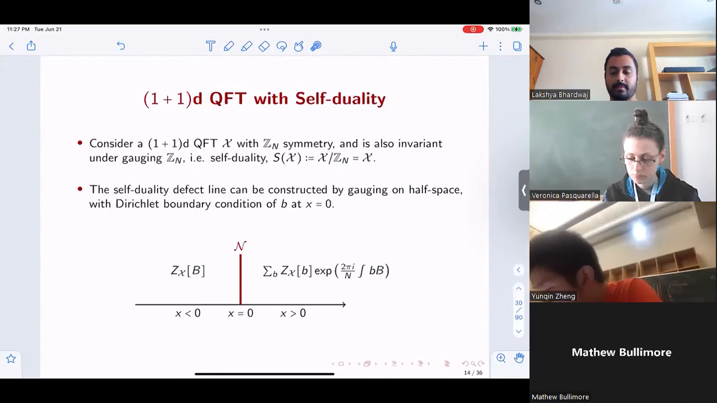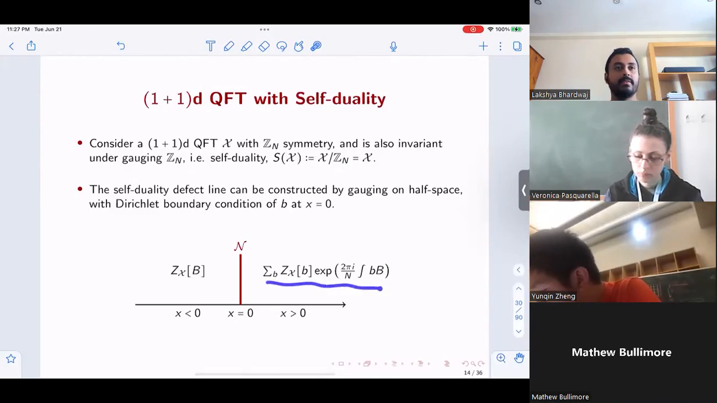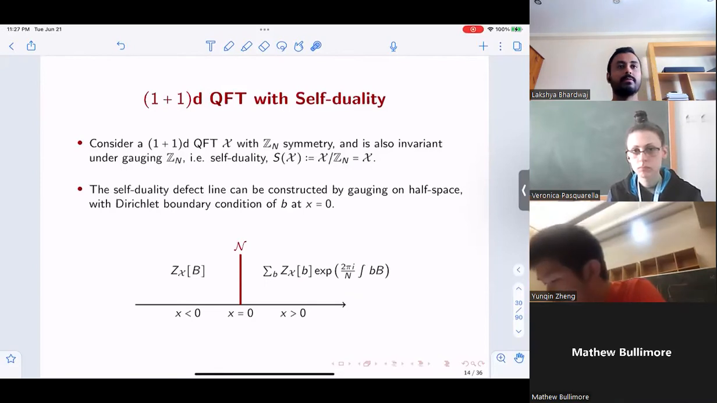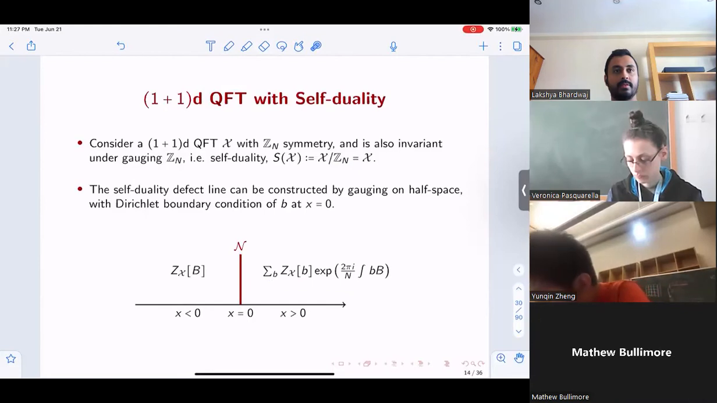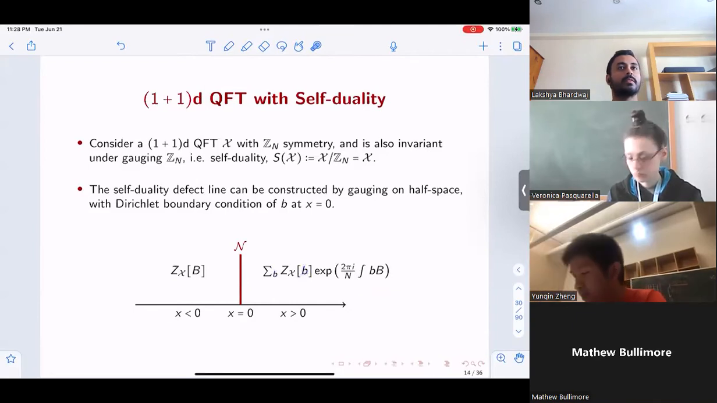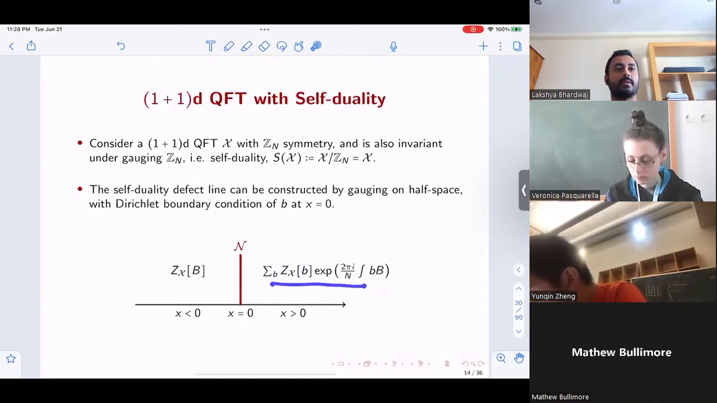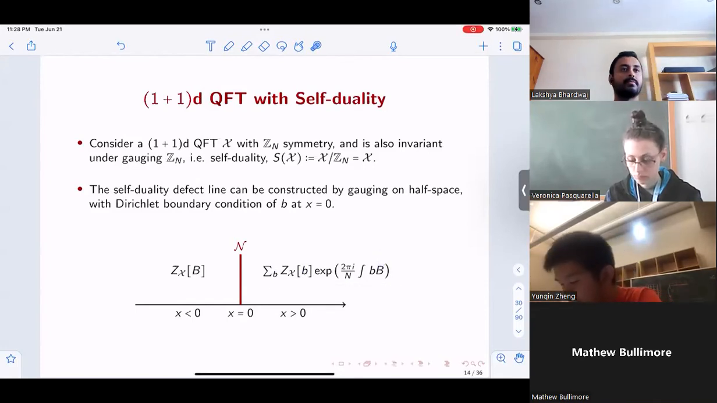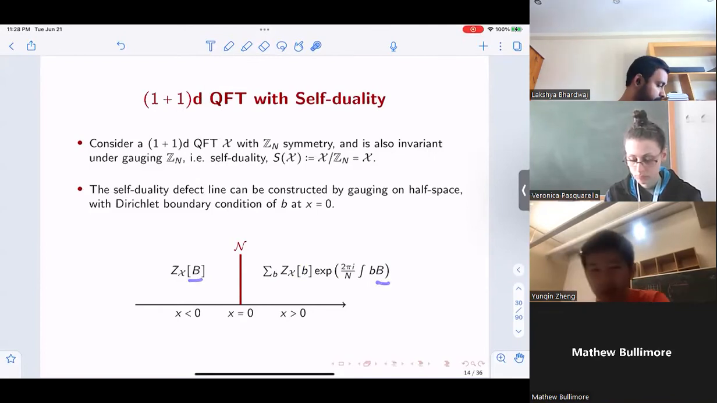We just gauge the Zn global symmetry on half of the space and impose the Dirichlet boundary condition at the defect locus. So on the left of the space, we have the original system. On the right of the space, we gauge the one-form symmetry by summing over this little b gauge field. And we still couple the resulting gauged theory back to the background field for the one-form symmetry, so that the entire system is now coupled to the same background field.